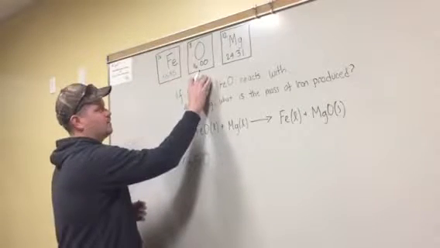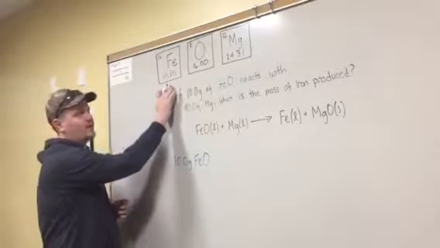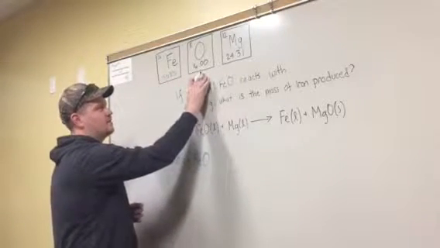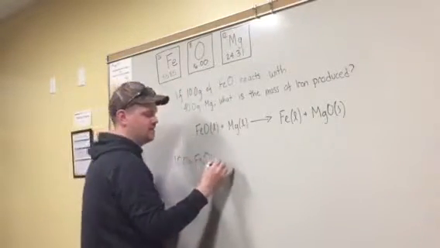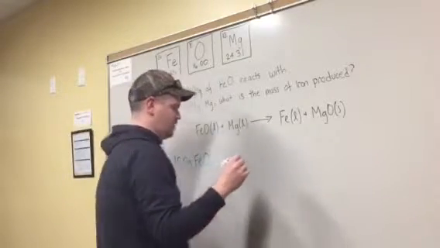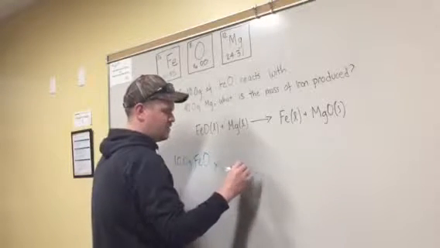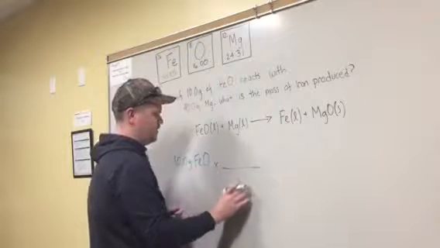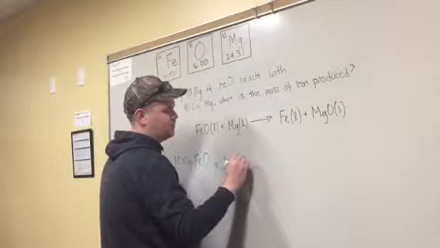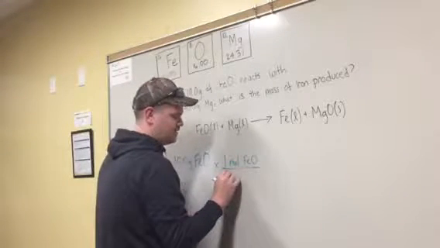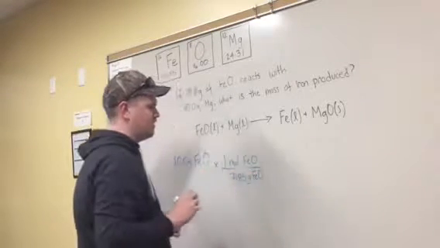So we go to our periodic table. The molar mass of iron is going to be 55.85, and the molar mass of oxygen is going to be 16. So 55.85 plus 16 is going to be 71.85. So we set up our conversion factor here, and I want the weight on the bottom so that I can cancel this out. So I know that 1 mole of iron 2 oxide is 71.85 grams of iron 2 oxide.